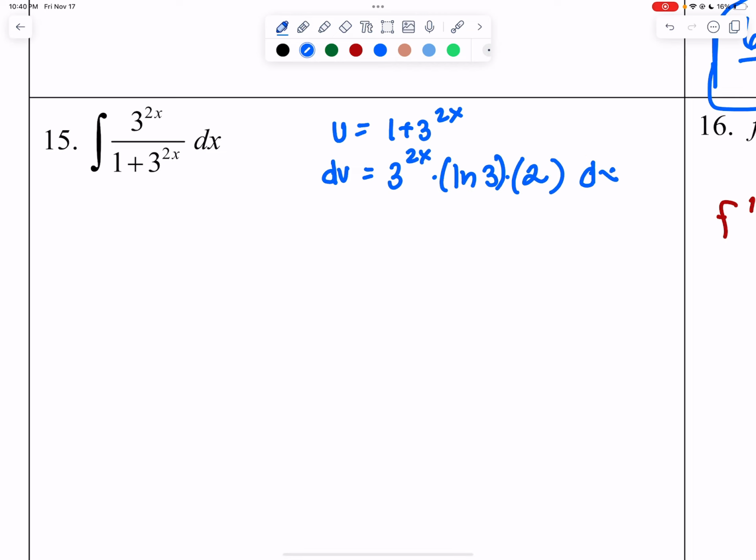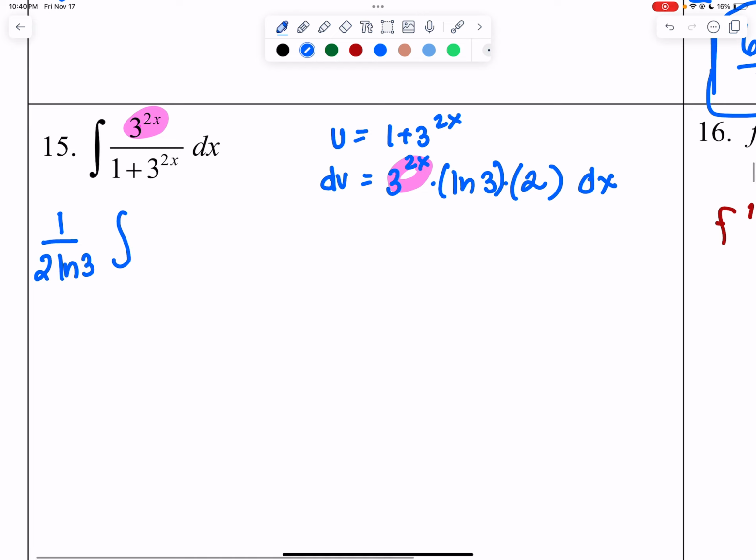And then dx. Now, here's the thing. The 3 to the 2x and the 3 to the 2x will cancel out. So the only thing that doesn't really cancel out is going to be your ln of 3 and your 2. So now you have 1 over 2 ln of 3. And then you have the integral of 1 over u du.